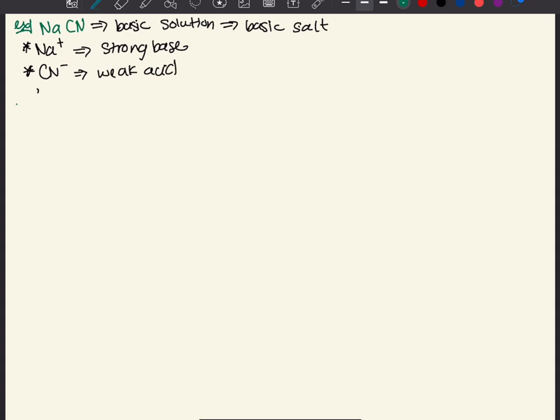Now we can calculate the pH of these different salt solutions if we have the concentration. So for an example, we can calculate the pH of a 0.250 molar sodium cyanide solution. So sodium hydroxide is a strong base, so I do not have to look up the Kb value for that. Cyanide comes from a weak acid, so I'm going to need to look up the Ka for that.